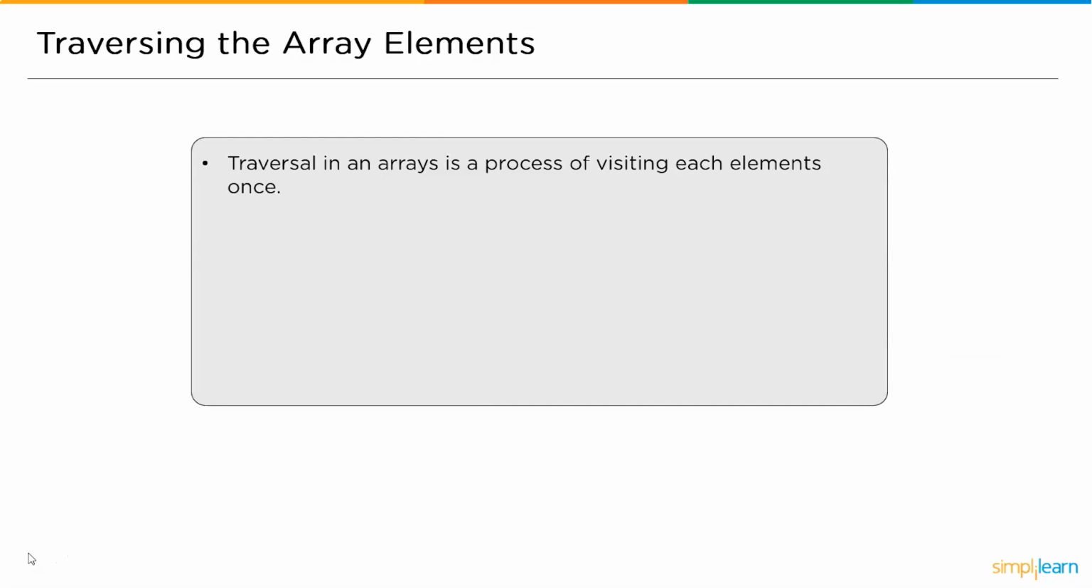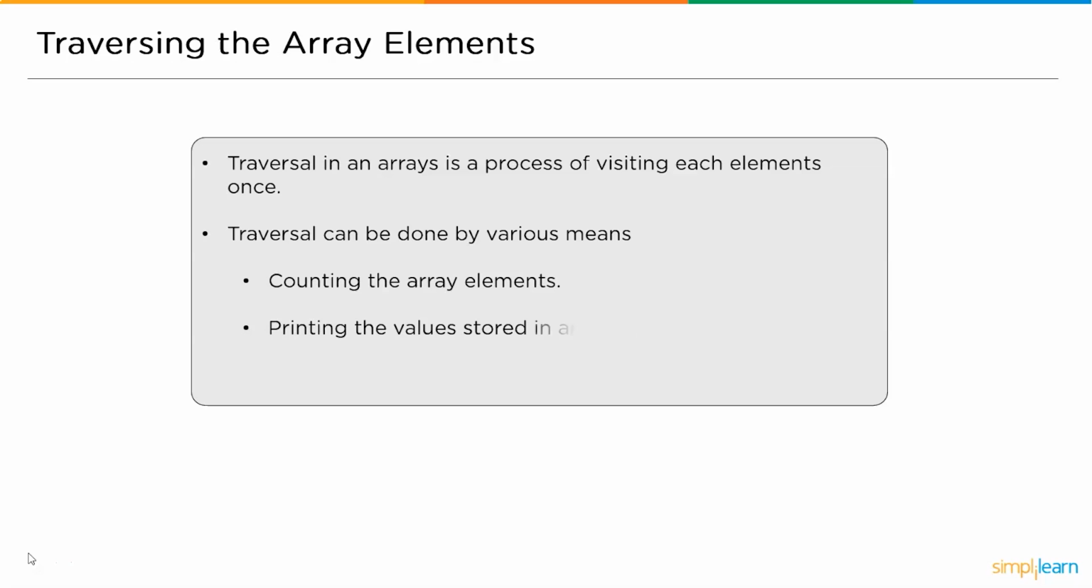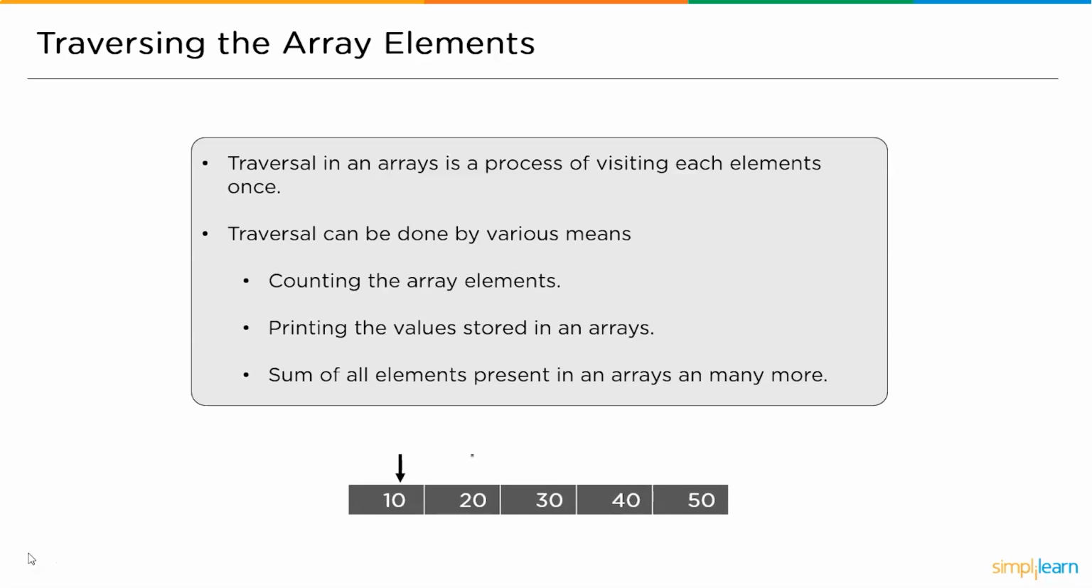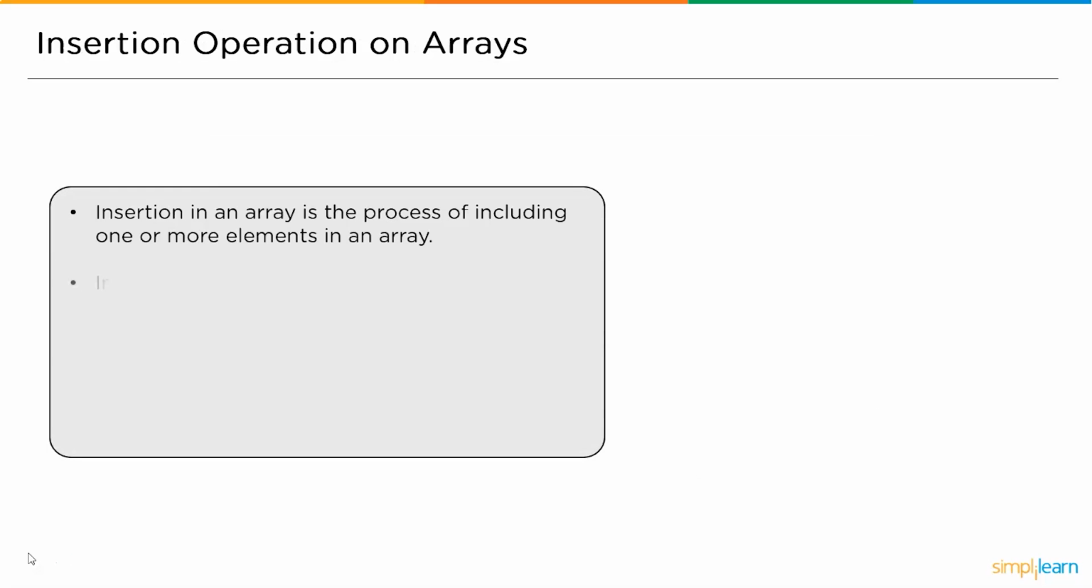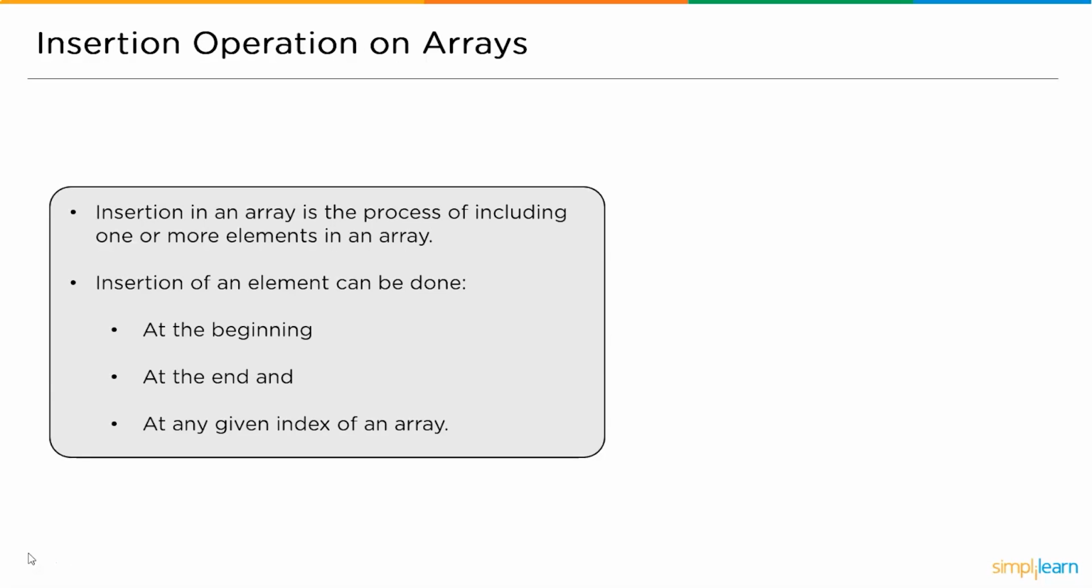So traversal in an array is a process of visiting each element once. Traversal can be done by various means, that is by counting the array elements, printing the values stored in the arrays, and sum of all elements present in the array, and many more. So this is how we traverse our array from the first location to the last location. Again, the insertion operation. Insertion in an array is the process of including one or more elements in an array, and it can be done at the beginning, at the end, and at any given index of an array, which we executed for all the 3 types of examples.